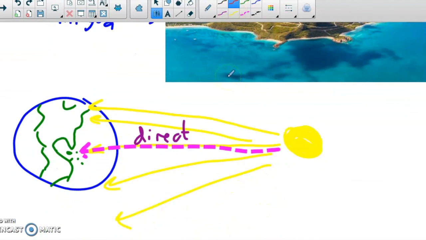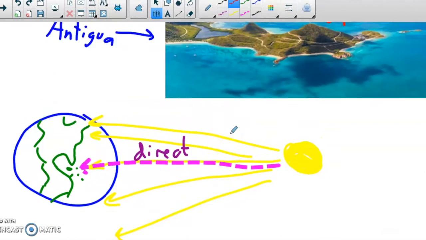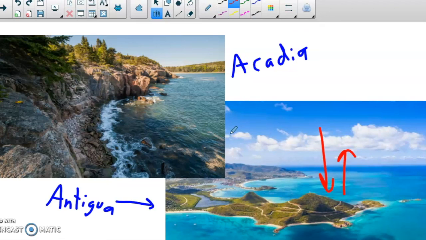Whereas in Maine, we're not getting direct sun rays, we're getting them at an angle. And so our sun's light is coming in, not straight, but at an angle. And then it's bouncing off at another angle. And that can change the perception that we have of the blueness and the clarity of the water.